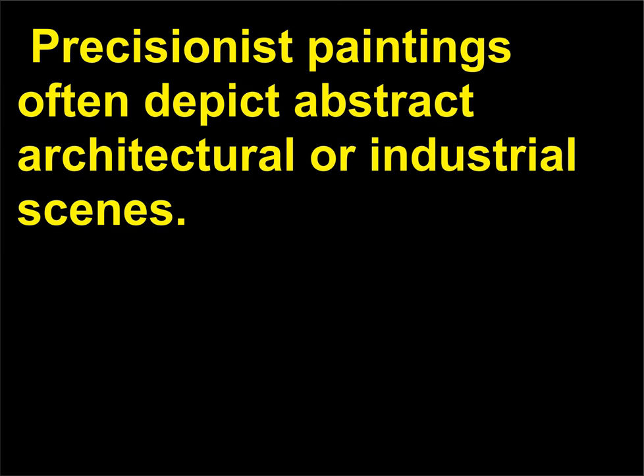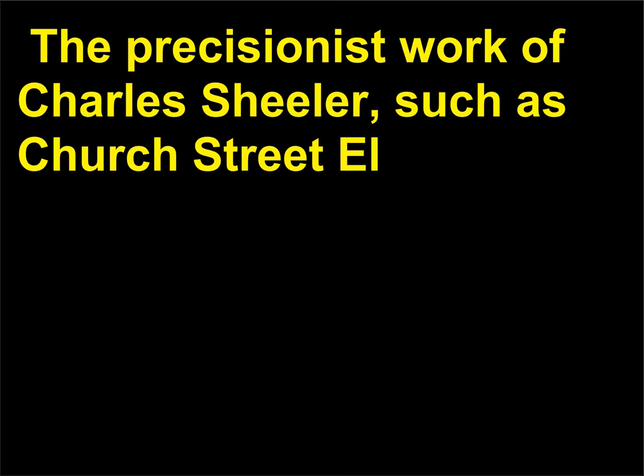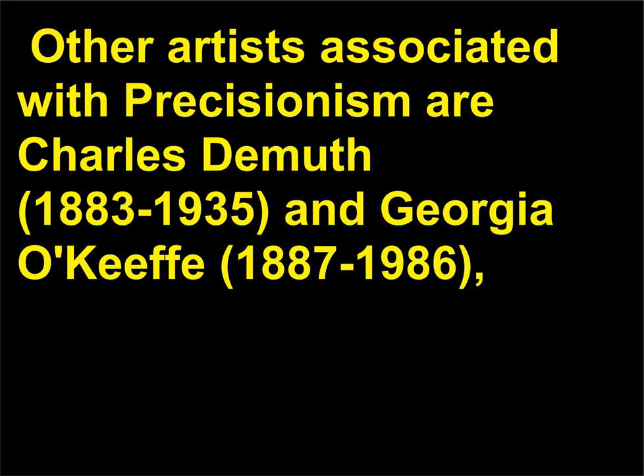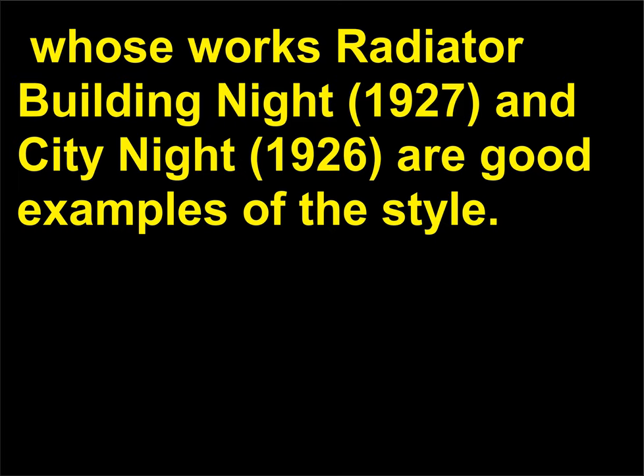The precisionist work of Charles Sheeler, such as Church Street El, 1920, is clearly influenced by the artist's experience as a photographer, and emphasizes the man-made world. Other artists associated with precisionism are Charles Demuth, 1883 to 1935, and Georgia O'Keeffe, 1887 to 1986, whose works Radiator Building Night, 1927, and City Night, 1926, are good examples of the style.